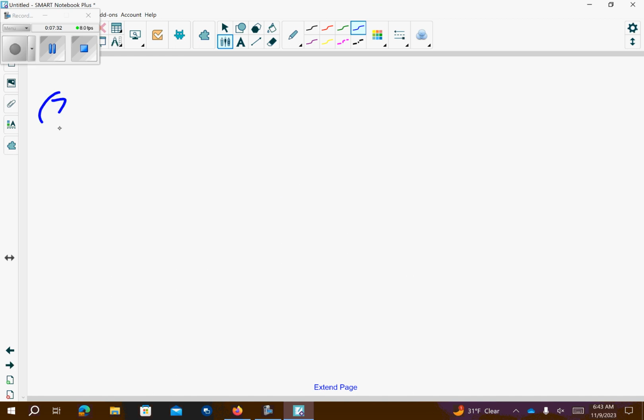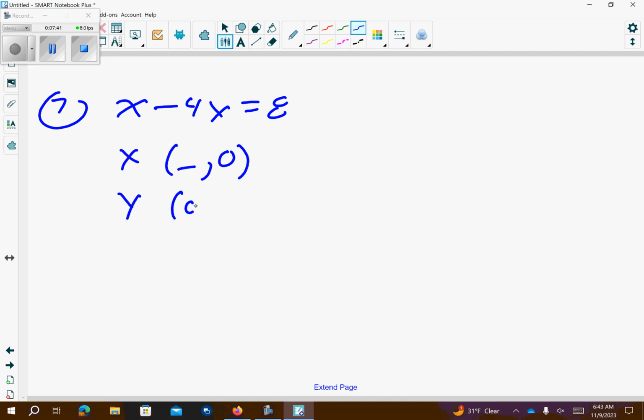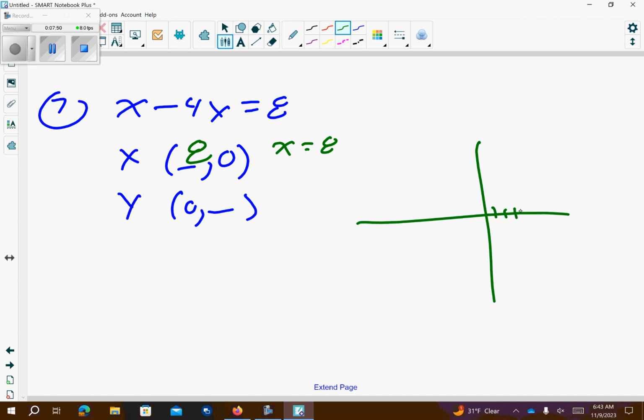Number 7, x minus 4y equals 8. Again, it's set up for the x and the y intercept. So blank, 0, 0, blank. That's a y value, so I just get x equals 8. Now that simplified nicely. 1, 2, 3, 4, 5, 6, 7, 8. This is an x value, so I get -4y equals 8. Sorry, I made it kind of bad. Divide both sides by -4, so I get -2.